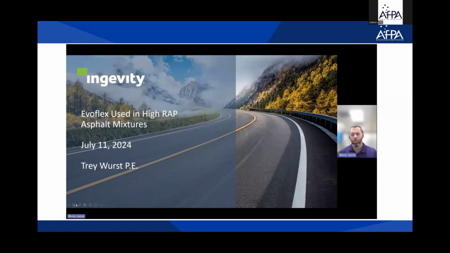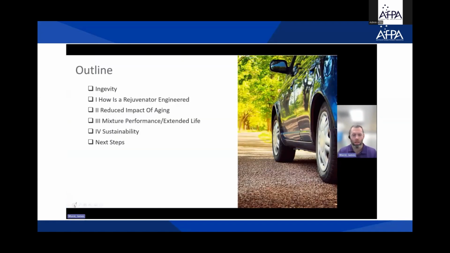First thing, just an overview of what we're going to talk about today. I'll talk a little bit about Ingevity and what we do. I'll talk about how a rejuvenator is engineered here at Ingevity. I'll talk about how we design this to reduce the impact of aging in the asphalt binder and the mix. Talk about mixture performance. We'll talk about then sustainability reasons for using rejuvenators and next steps from there.